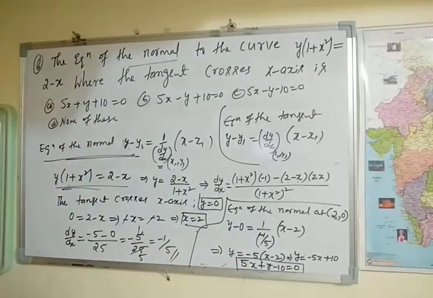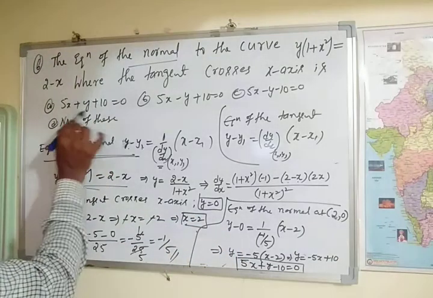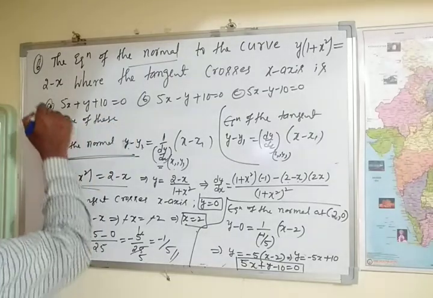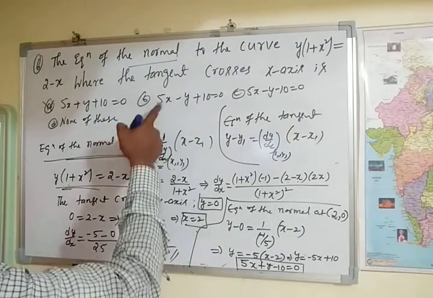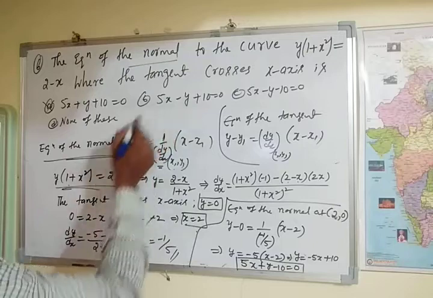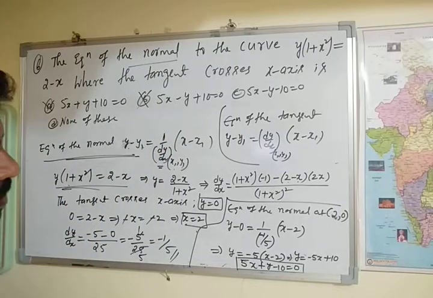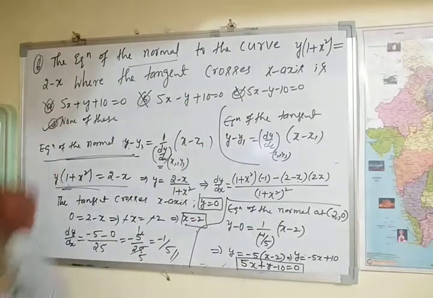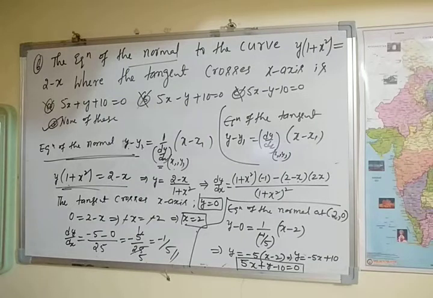Now check the options. Option A, 5x plus y plus 10 is 0. It is not possible. Next, 5x minus y plus 10 is also not possible. Option C, 5x minus y minus 10 is 0, this result is also not possible. Option D, none of these, is the correct option.